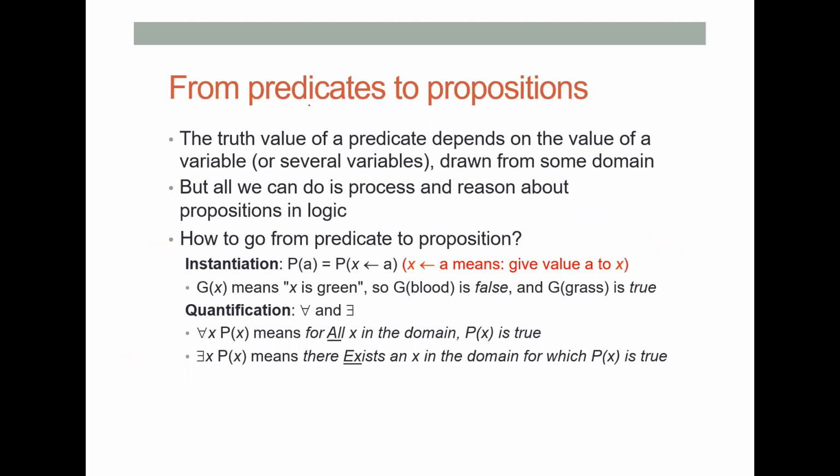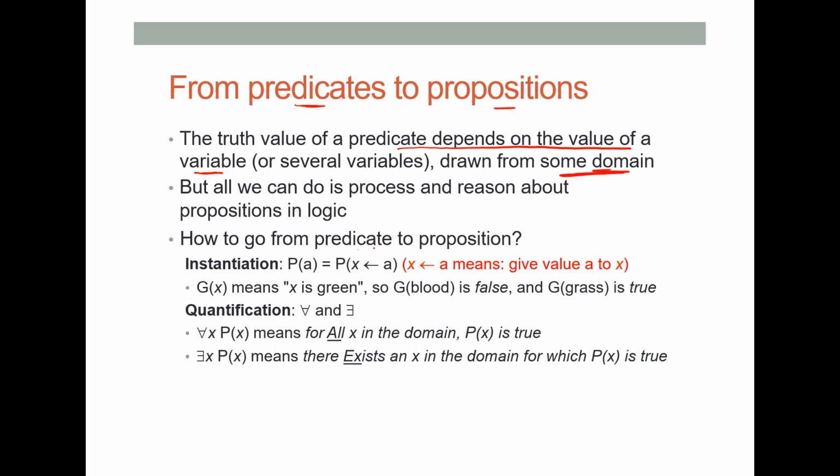So in order to convert from predicates to propositions, as I said, we need to do something called instantiation. The truth value of a predicate depends on the value of the variable itself. So when you substitute, you check whether the substituted value satisfies what you want to check or not. If it satisfies it, its value is true. If not, its value is false. And this variable should be drawn from some domain which is known.